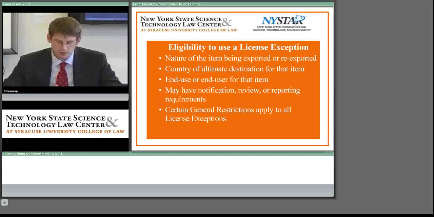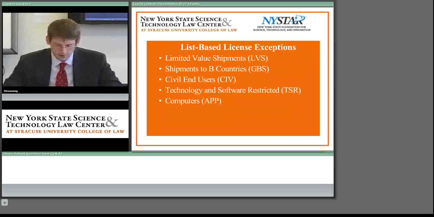It is also important to note that certain general restrictions apply to all license exceptions. These general restrictions are described in detail in Section 740.2 of the EAR, which should be reviewed in order to determine whether any of these apply to your transaction. For example, license exception eligibility is generally restricted if your item is controlled to its destination for crime control and detection reasons, or if your item is controlled for missile technology reasons.